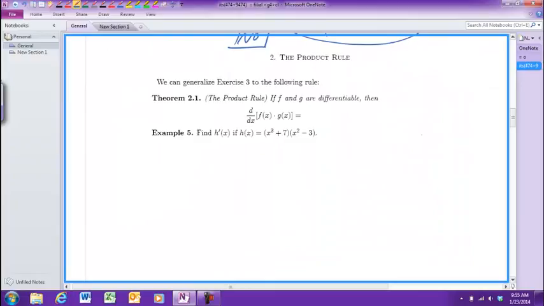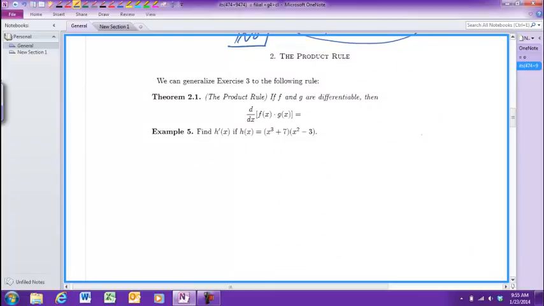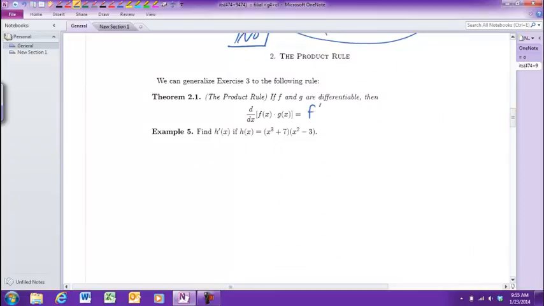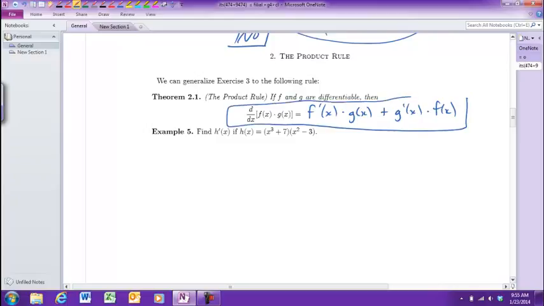And this is called the product rule, and the way I like to write it is that if you have the derivative of two things multiplied together, you first take the derivative of the first one, multiply it by the second, plus the derivative of the second one multiplied by the first. That is the product rule right there. And it's very important. It's one of the formulas you will have to memorize in this class. So let's do an example here.